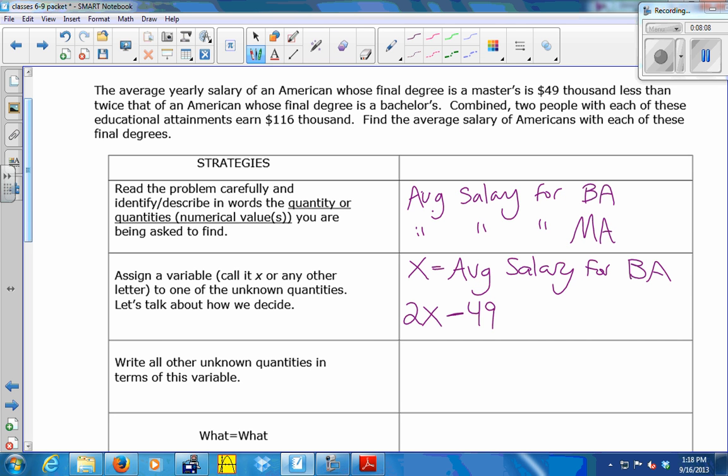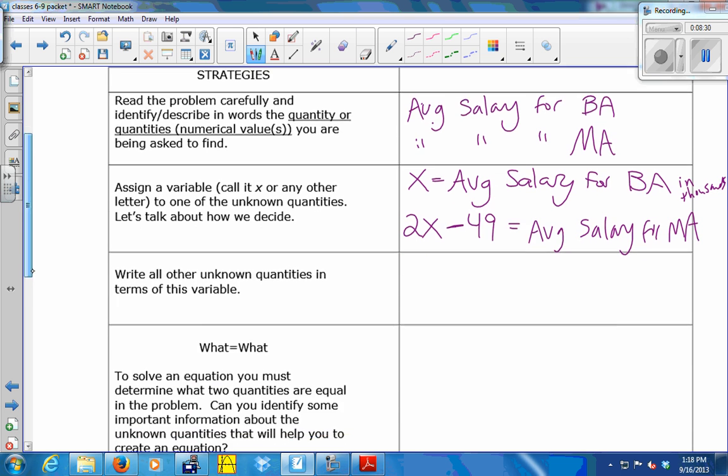So we can just measure this in thousands if you want. In thousands. That way we don't have to write down all the zeros all the time. And that is going to be average salary for an MA. Oh, I was supposed to write that in the next block. Sorry.